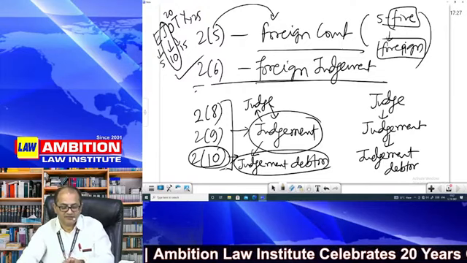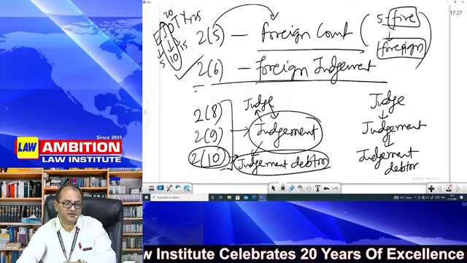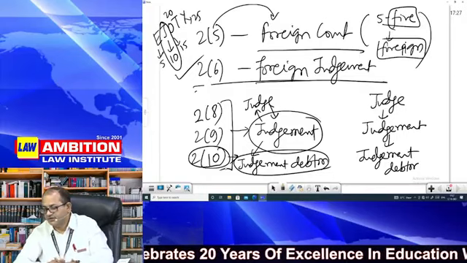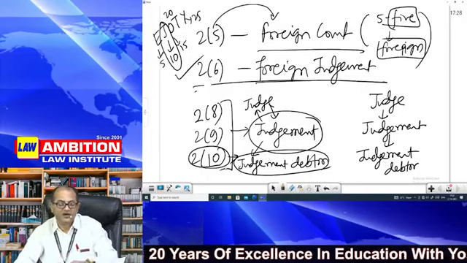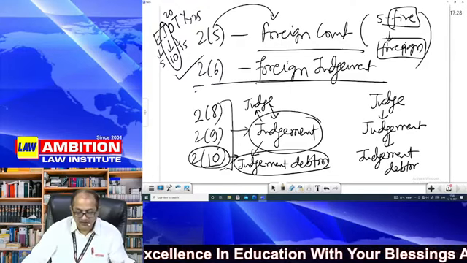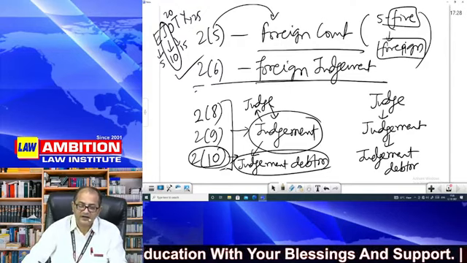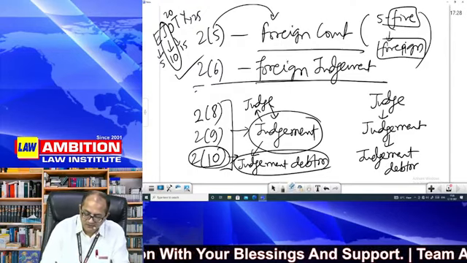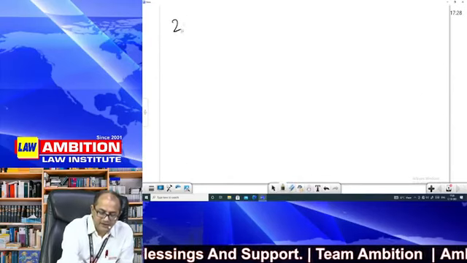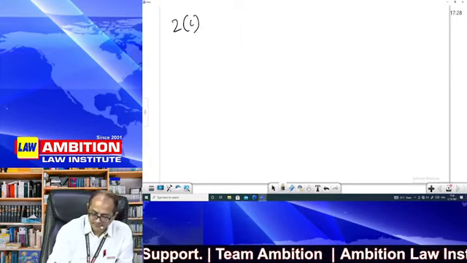So 210, judgment will be in 29, and judge will be in 28. This is how you can give guidance to yourself for better memorization and better understanding of the arrangement. Judge, judgment, judgment debtor. So keep in mind the important words, not all.